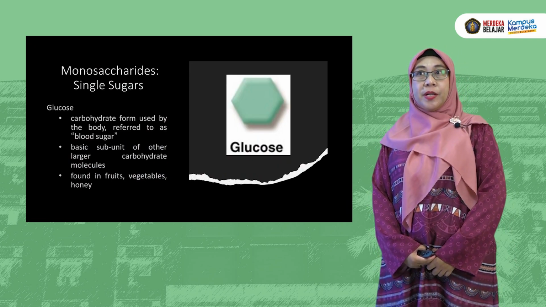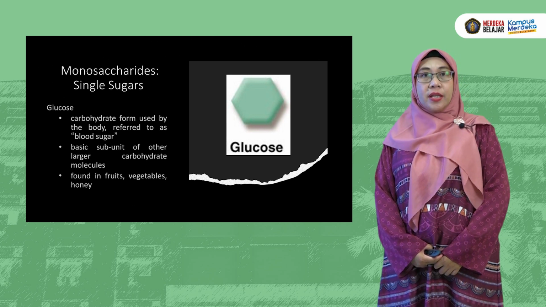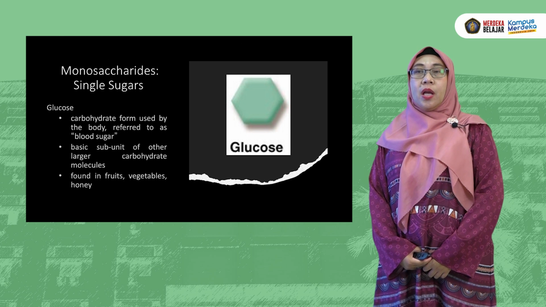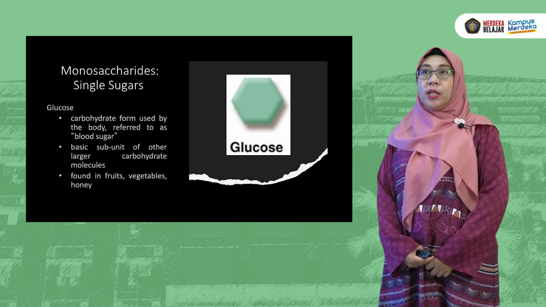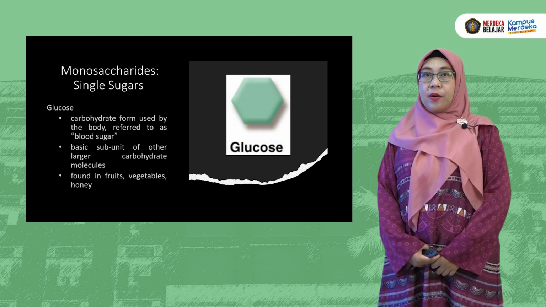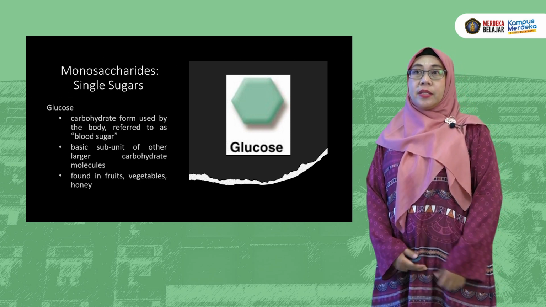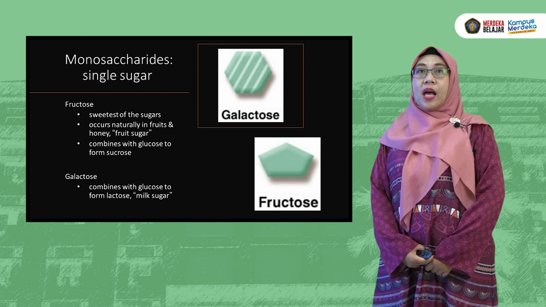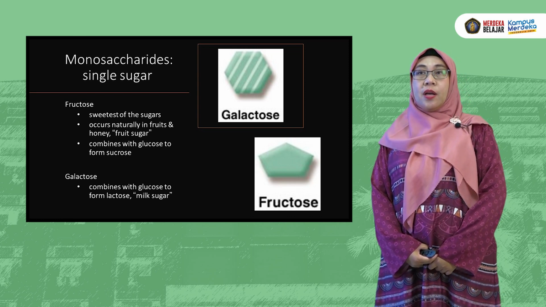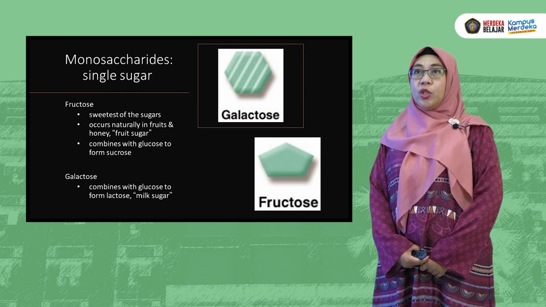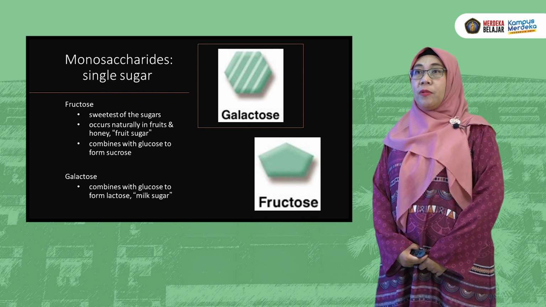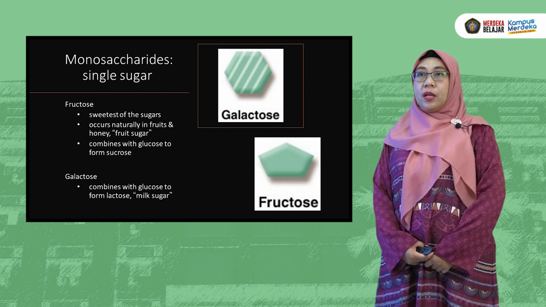Carbohydrates include simple sugars like monosaccharides, or single sugars. This is an example of a monosaccharide, glucose. Glucose is a basic subunit of other larger carbohydrate molecules. Glucose is found in fruits, vegetables, and honey. Other examples of monosaccharides are galactose and fructose. Fructose is the sweetest of the sugars. It occurs naturally in fruits and honey, therefore we call it fruit sugar.